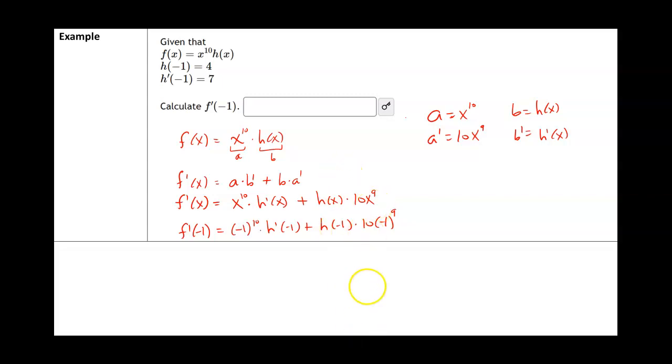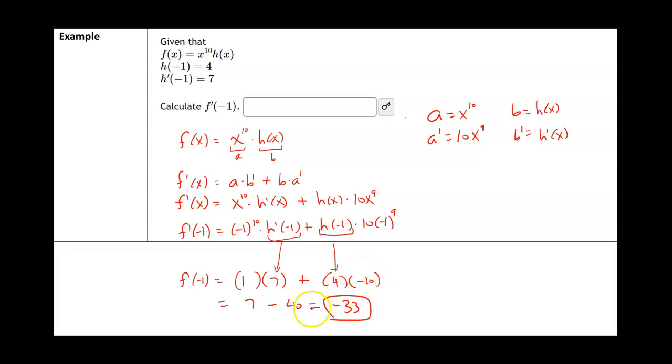From here, we're going to simplify this. Negative 1 to the 10th is just 1. Now, h prime of negative 1, we're told up here, is 7, so we replace h prime of negative 1 with 7. H of negative 1 is 4, so we replace h of negative 1 with 4. Negative 1 to the 9th power is negative 1, and 10 times negative 1 is just negative 10. So now I can multiply: 1 times 7 is 7, 4 times negative 10 is negative 40, and that's going to subtract to negative 33.